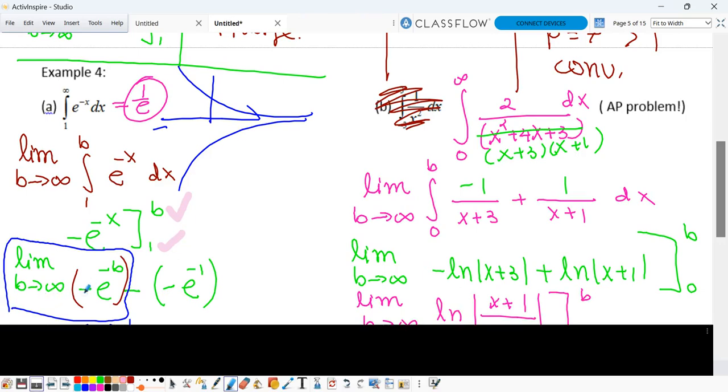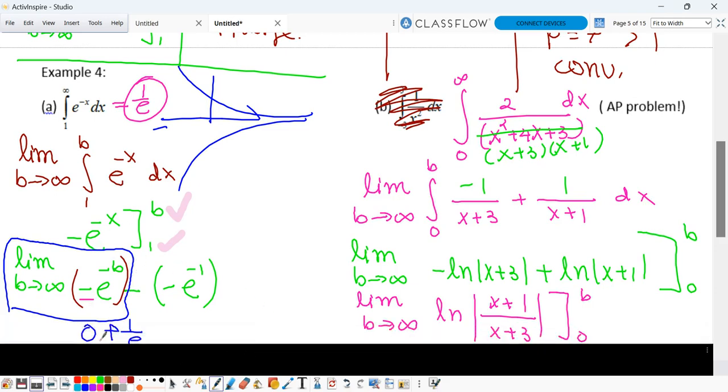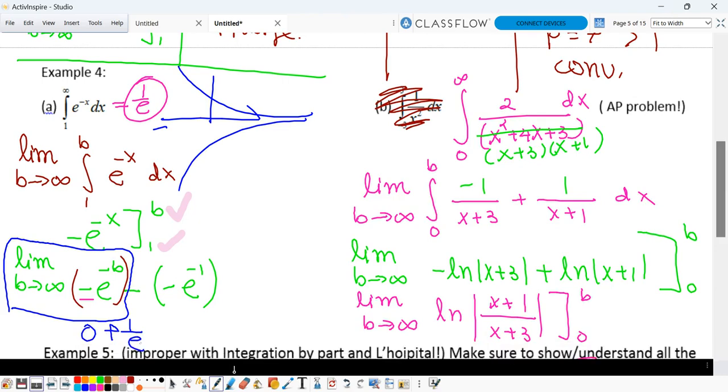As b goes to infinity, negative e to the negative b. So you must have a very clear idea how this function would look. e to the negative b is an exponential decay function, and the negative sign makes it a reflection across the x-axis. As x goes to infinity, that means this number becomes 0. And 0 plus 1 over e is 1 over e. So we proved that this integral converges.